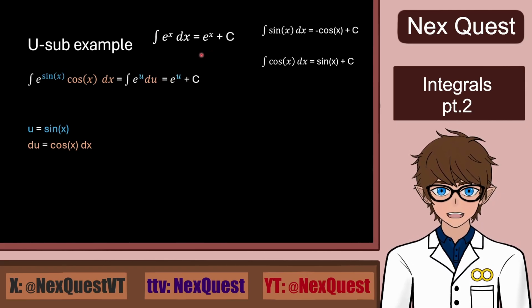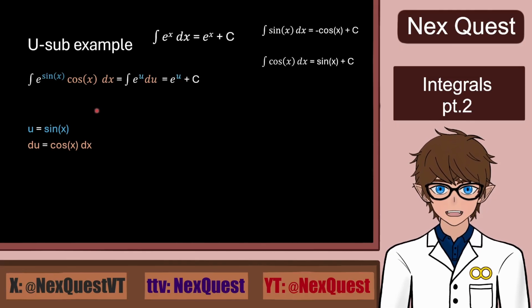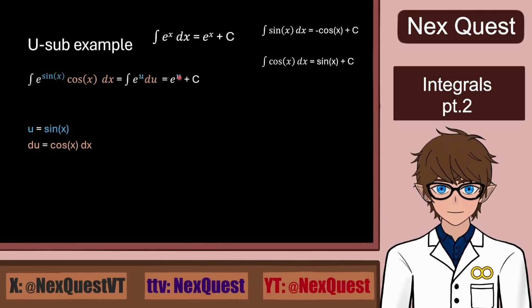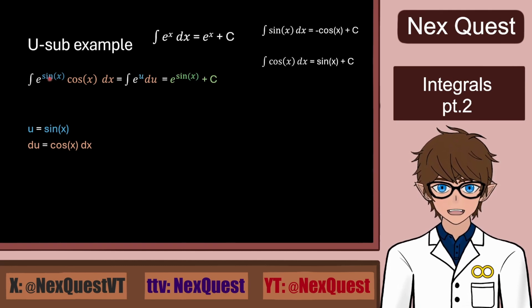So literally just copy-pasted everything, replacing the x with u, that's it. And after we did, we have to insert the u back in to solve for the actual result, which is e to the power of sine of x plus c, and this is the result of this very easy integral.